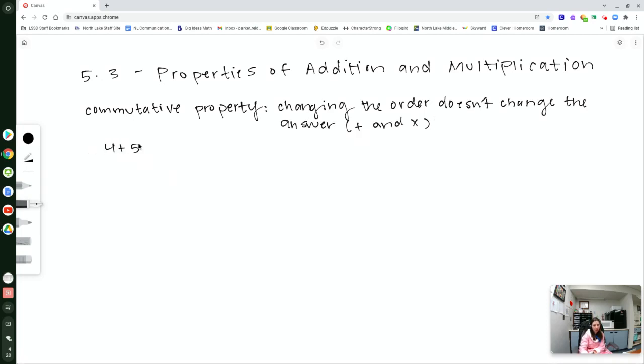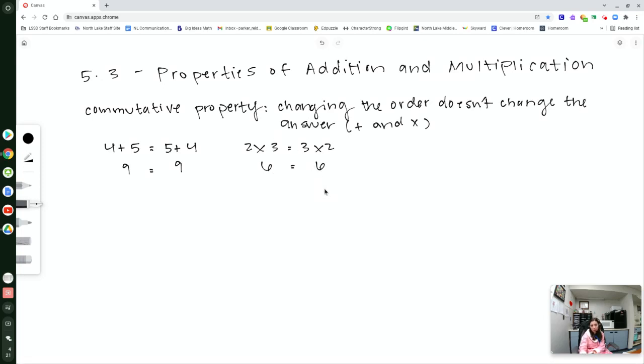If I add 5 and 4, 5 plus 4 equals 9. If I were to change the order and do 4 plus 5 instead, 4 plus 5 is still just 9. Changing the order of my added numbers didn't change the answer. This is also true for multiplication. So if I do 2 times 3, 2 times 3 makes 6. If I change the order and write 3 times 2 instead, 3 times 2 is still just 6. So again, when I changed the order in my multiplication problem, my answer did not change either.